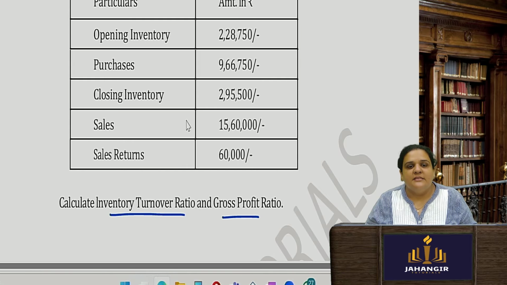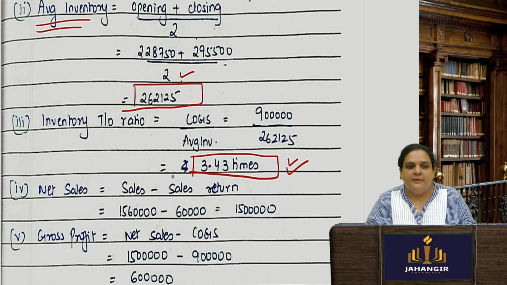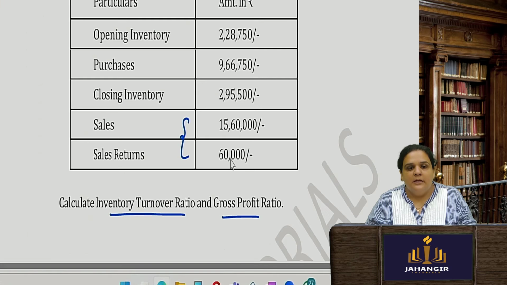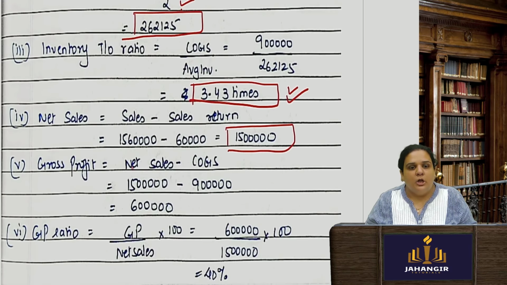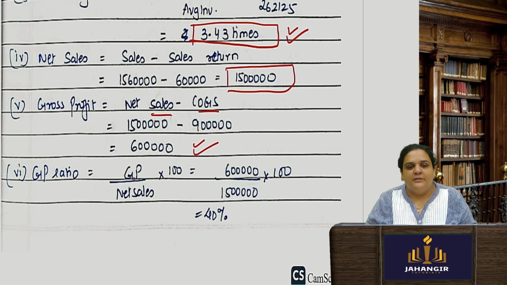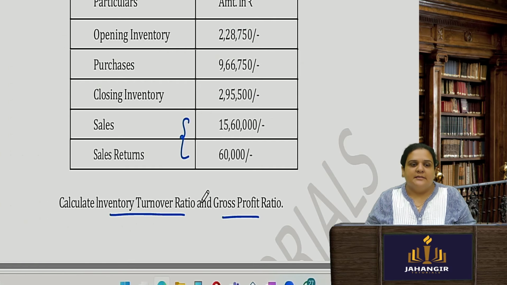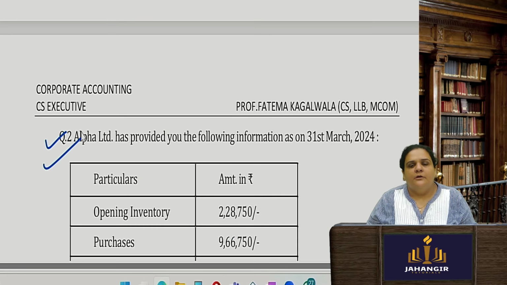Now sales and sales return both they have given me. Therefore my net sales will be how much? 15 lakh 60,000 minus 60,000. My net sales will be 15 lakhs. Gross profit will be net sales minus COGS, 6 lakhs. Therefore, gross profit margin will be gross profit upon net sales, 6 lakhs divided by 15 lakhs, 40%. Okay, so both done. Easy sum, 3 marks.